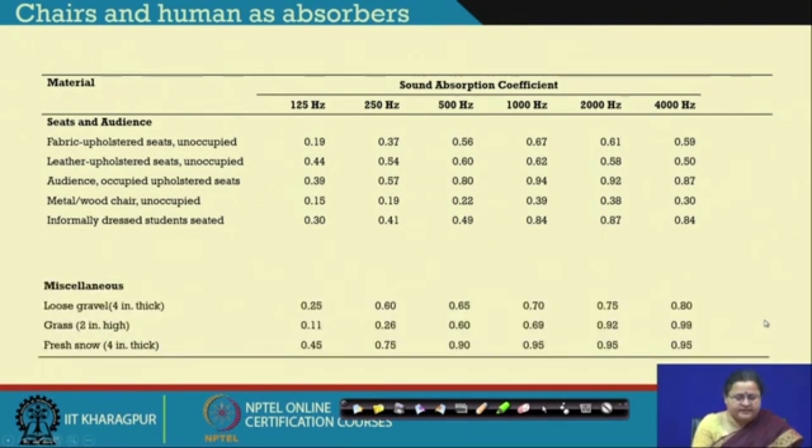I also present some values which you experience outdoors, which have a relation with this discussion. You see loose gravel of around 4 inches, grass around 2 inches high, or fresh snow. These are referred to in books because many books are written in a western country context, where fresh snowfall also adds to such phenomena. So, that is why I have put this data in one slide.